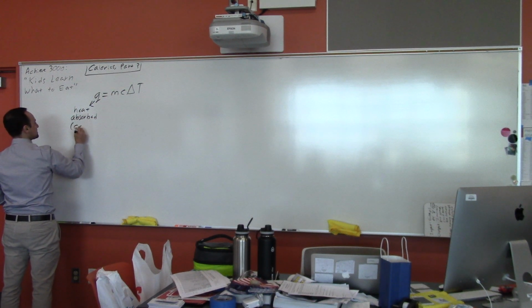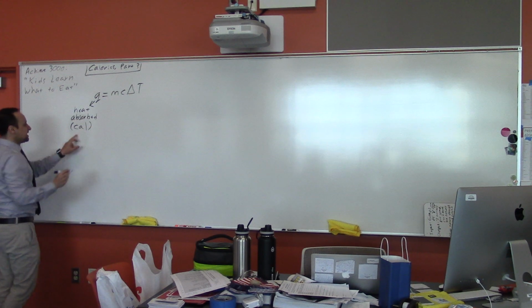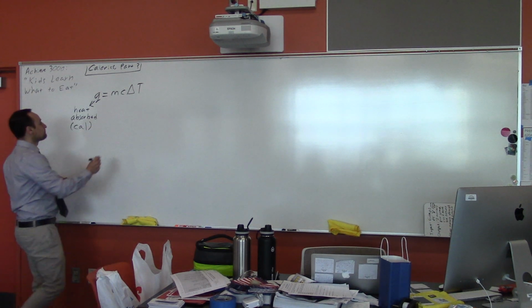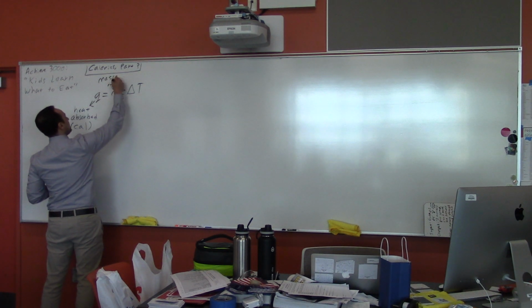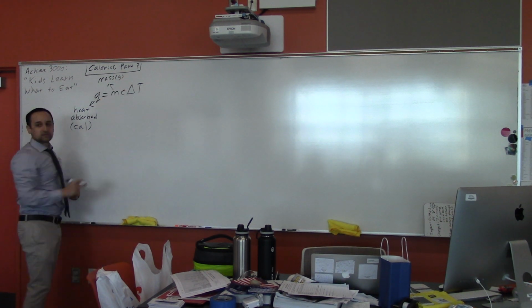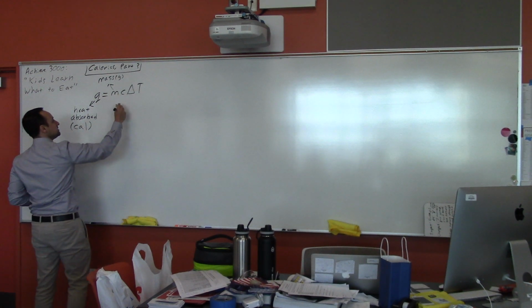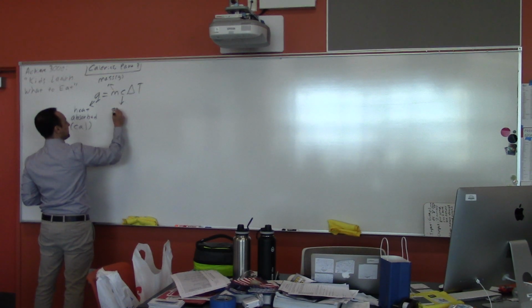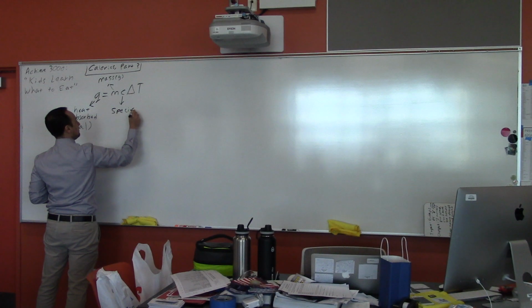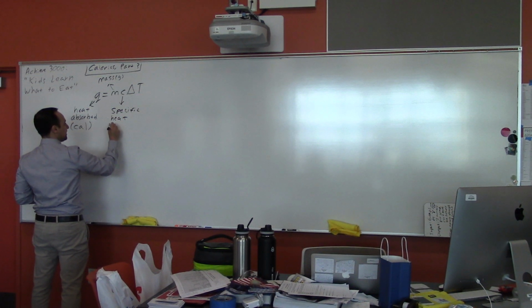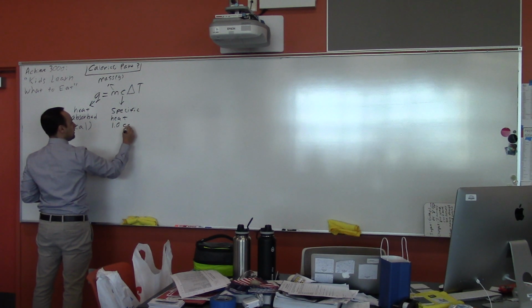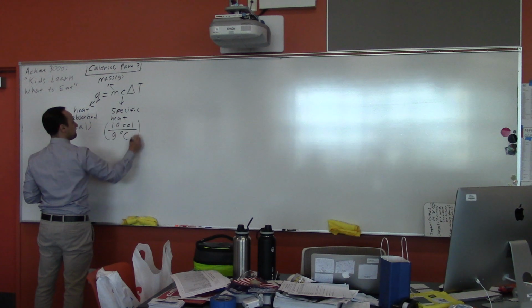The unit for that is cal. C-A-L stands for calories. M stands for mass, and our unit is grams, little g. C stands for specific heat. And the units of specific heat are 1.0 cal per gram degrees Celsius.